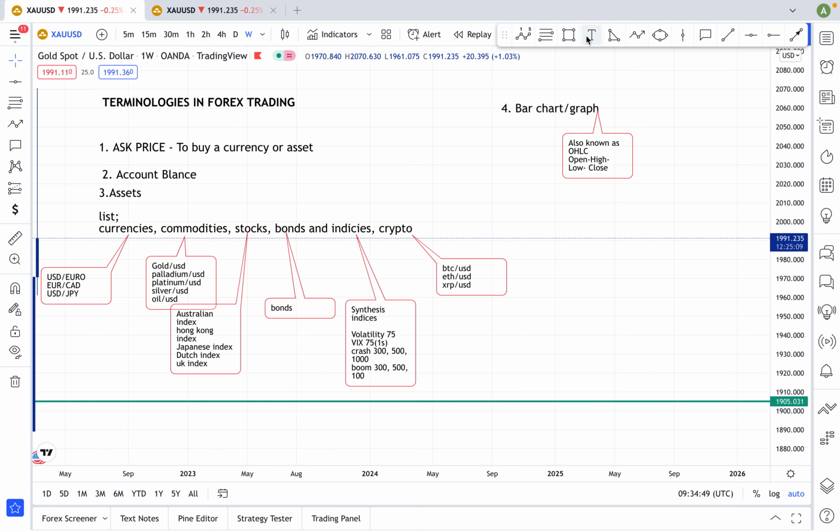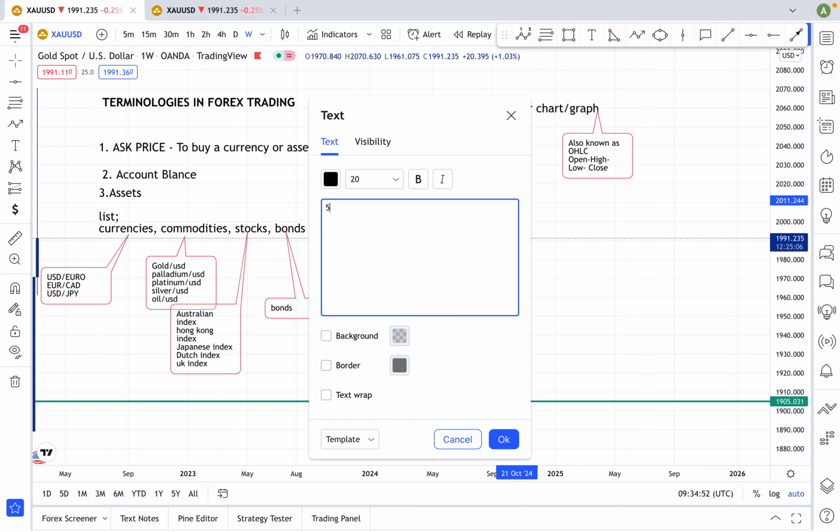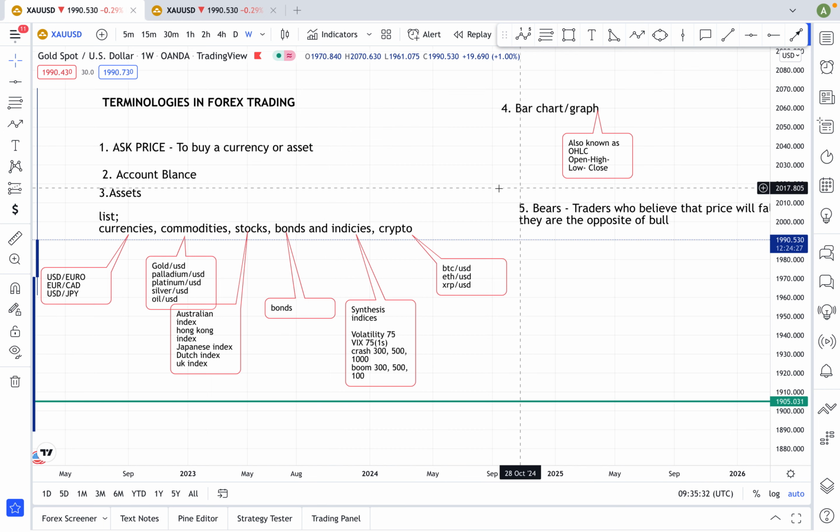Okay, so another thing that you need to know, which is terminology in the forex market, is bears. So this bears is a simple thing. I'll just explain it in a simple way. It refers to traders who believe and expect that price will fall. We can just say they are the opposite of bulls. Bulls believe that price will go up.